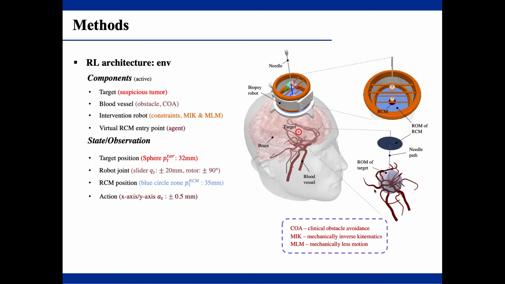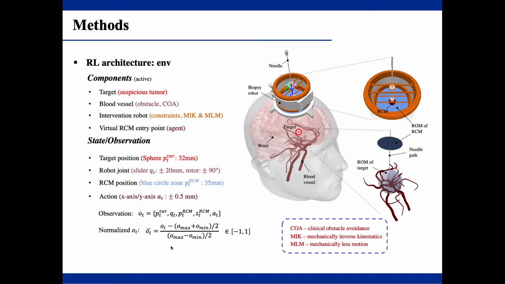And after that, we also need to establish the reinforcement learning architecture. The RL environment consists of active components: the target, a suspicious tumor, and blood vessels as obstacles for criterion 1, COA. The robot has constraints, MIK and MLM. The RCM is the agent. Therefore, the observation of the environment includes target position, robot joints, RCM position, and the action of the agent.